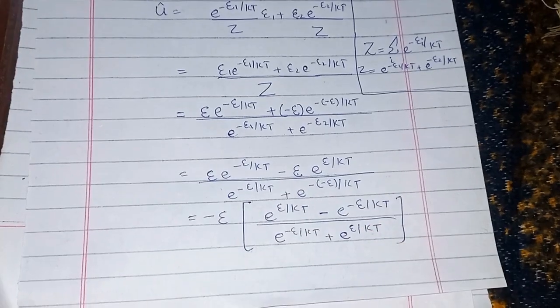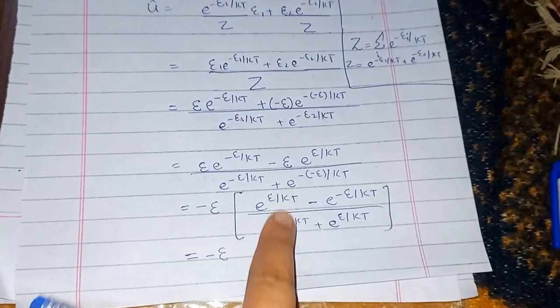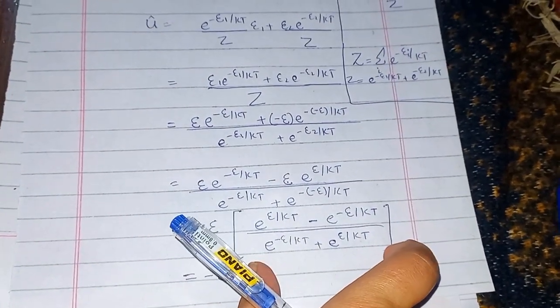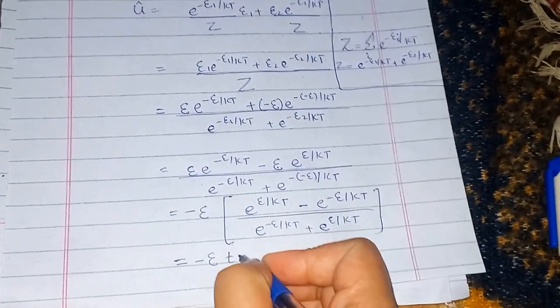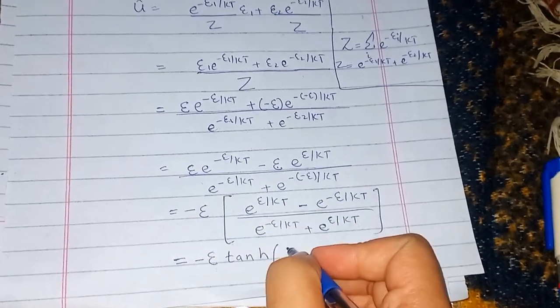Now this thing inside these brackets encloses a formula for tan hyperbolic of the power. What is the power here? E by kT.